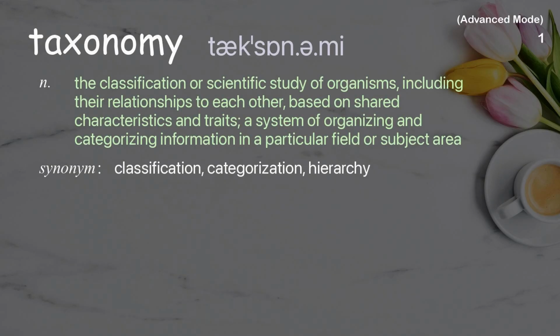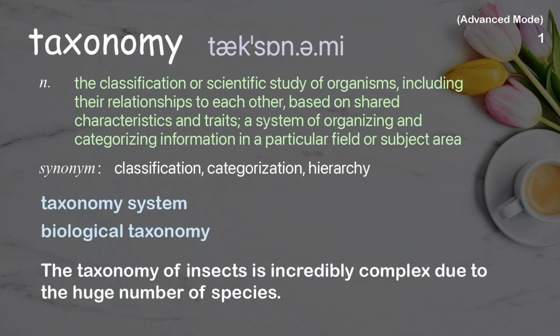Taxonomy. The classification or scientific study of organisms, including their relationships to each other, based on shared characteristics and traits; a system of organizing and categorizing information in a particular field or subject area. Examples: Taxonomy system, biological taxonomy. The taxonomy of insects is incredibly complex due to the huge number of species.